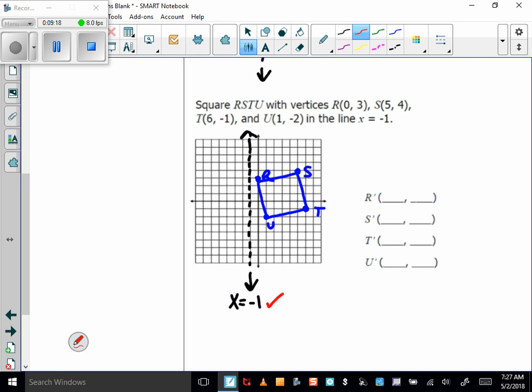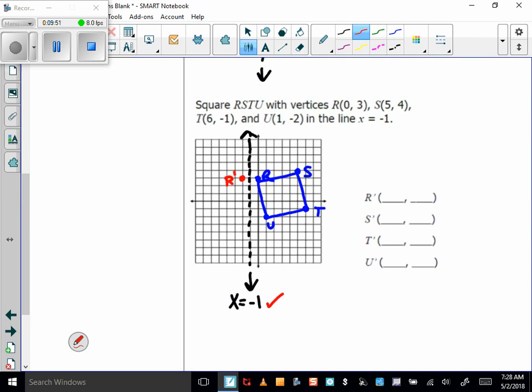Always sketch in your line of reflection. So what do I know? Well, I know that x equals -1 is the perpendicular bisector of the segment that's going to join all the pre-image points to their image points, but really what I know is that all these points have to be the same distance away from the line of reflection once it's on the other side of the line, right? So I'm just going to count. Since I got a coordinate plane, I'm just going to count. So R is 1 to the right of the line, so it's going to be 1 to the left.